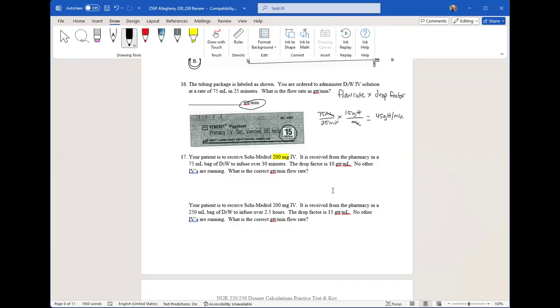Okay. The strength is important clinically. It's important for the patient that they're getting the right thing. But when you're doing the dosage calc on this, you just ignore the strength. You just do the flow rate, volume over time.